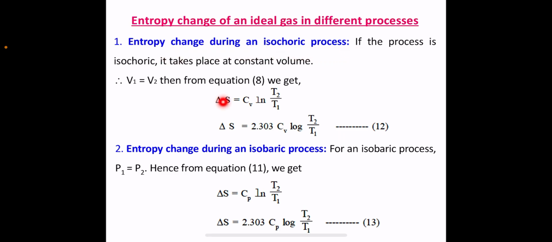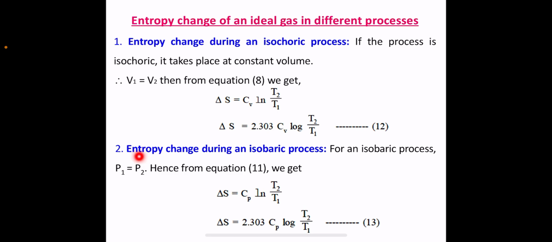That means an isochoric process is a process where the volume is kept constant, that is why V1 equals V2. So if we substitute this value in equation 8, we get delta S equals CV ln T2 divided by T1, and then I am converting this ln into the logarithmic form. So I am going to get 2.303 CV log T2 divided by T1, and this equation is called equation number 12.